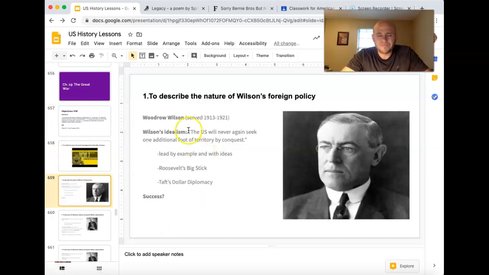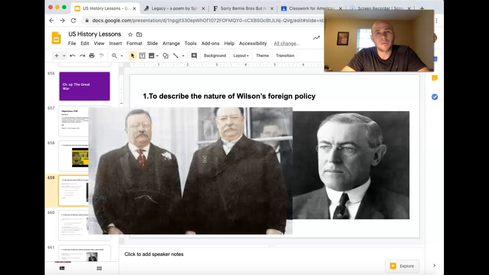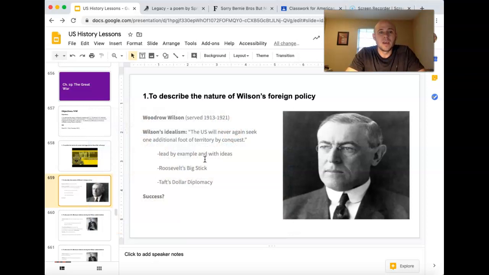Okay, so skipping ahead: the nature of Wilson's foreign policy. We talked in the last chapter about Roosevelt and Taft, right? Progressive presidents who had a lot of similarities but some differences. And one thing they both wanted to do was get involved in other nations, influencing and controlling them in different ways.